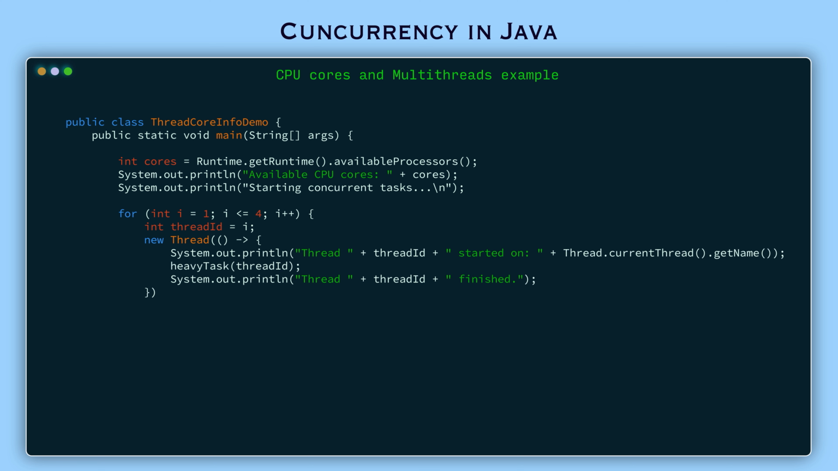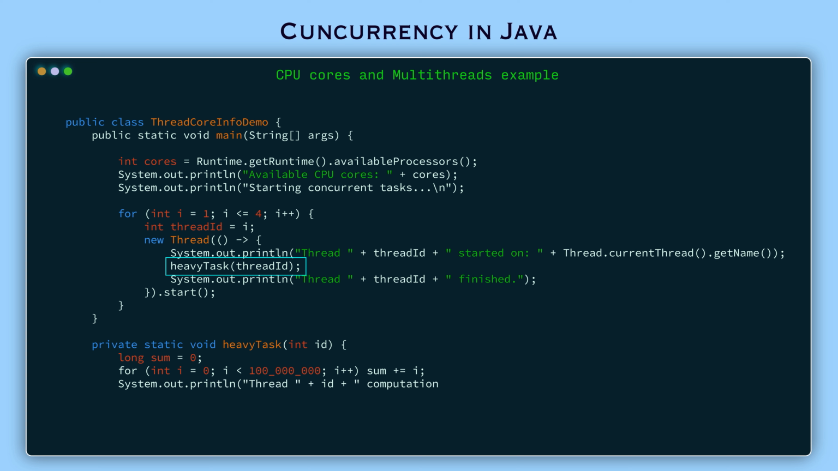And next, from each thread, I will try to call a method called heavyTask, where we will put a simple loop which will iterate millions of times. It is just for heavy task purposes, that's it. And I'm also printing which thread ID executed this loop or this method.